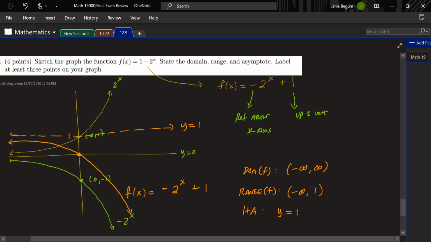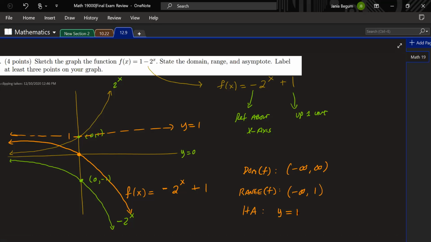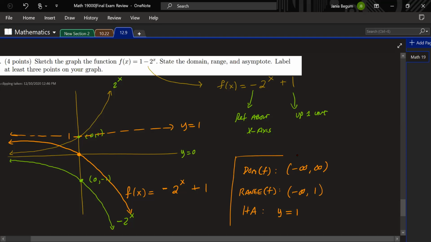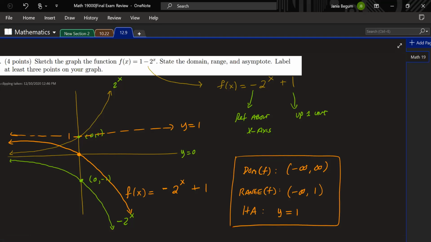Now keep in mind, some of you, I noticed that you just write the number 1. You have to write it as an equation, y equals 1, okay? Because asymptotes are equations. So just keep that in mind when you type in your answers. Any questions on this?